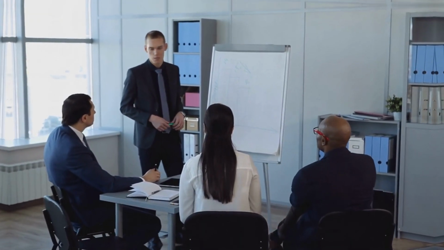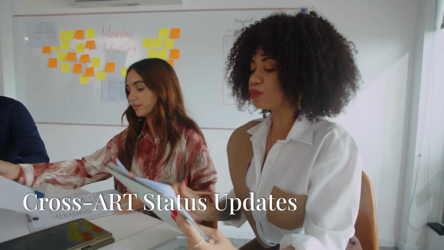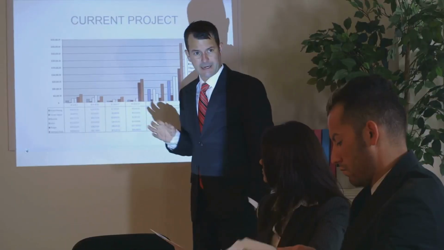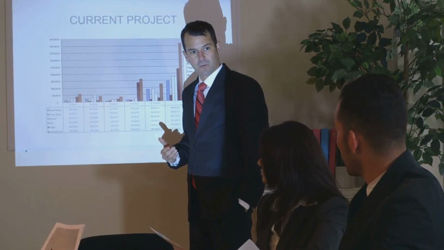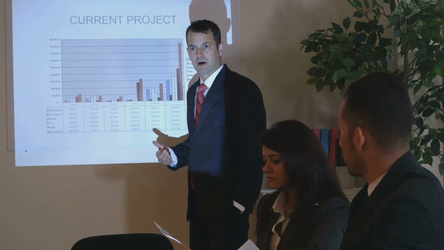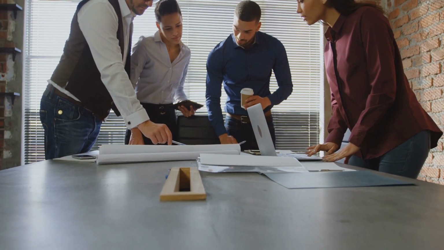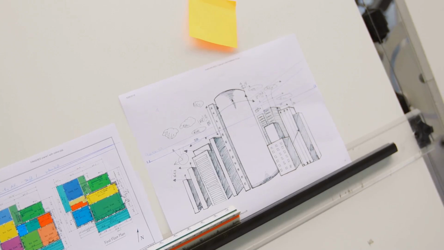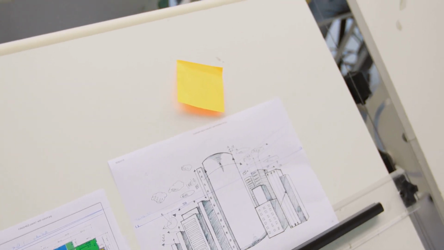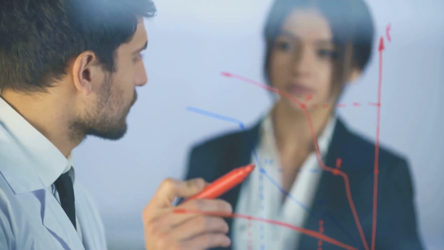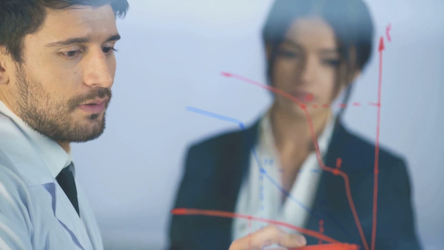Key components of ART Sync. Cross-ART status updates. At the core of ART Sync, each ART provides a high-level status update focusing on critical milestones, current work in progress, and upcoming work. This session is not about providing granular details of individual teams' tasks, but rather about sharing information that is critical to the overall system and its progress.